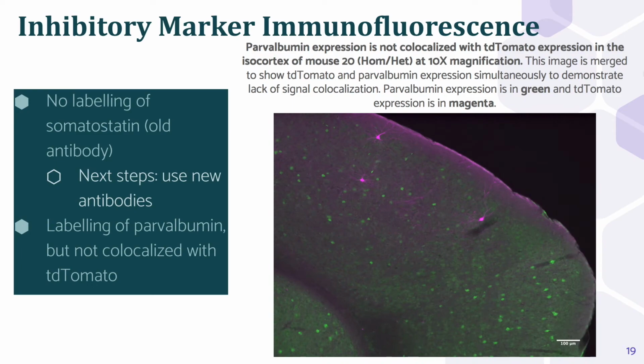There was no labeling of somatostatin-expressing neurons. There was labeling of parvalbumin-expressing neurons. However, it was not co-localized with TD tomato, which was expected since parvalbumin has not been proven to have a relation to synaptic zinc. It's possible that these negative results were because of the antibodies, which may have been too old. The next steps are to repeat the somatostatin labeling with new antibodies to get more reliable results, since there still could be co-localization. This figure shows a composite of the merged images from the channels showing TD tomato and parvalbumin expression to demonstrate lack of signal co-localization. Parvalbumin expressing neurons are green and TD tomato expressing zincergic neurons are magenta.